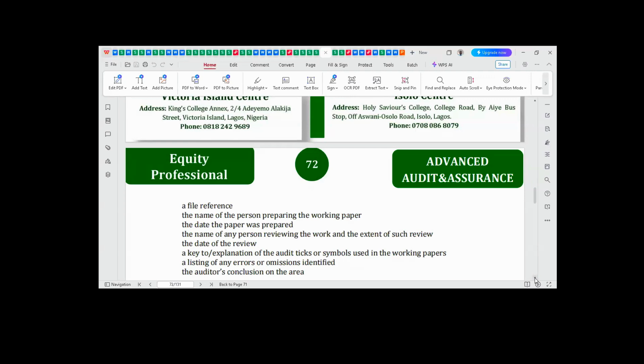If they arrive at the same value, it's a tick, that is, we are in agreement on this one. They will tick it as what? Good. That's what we call audit ticks.